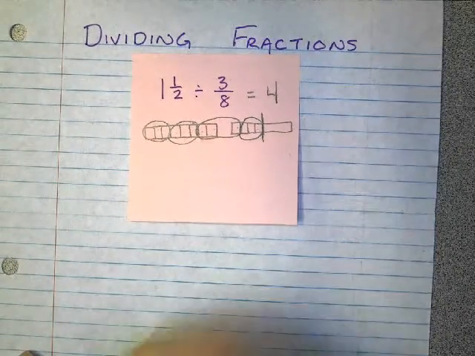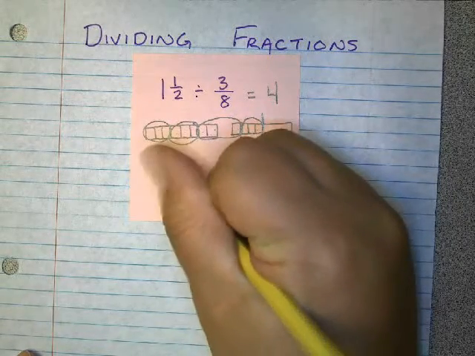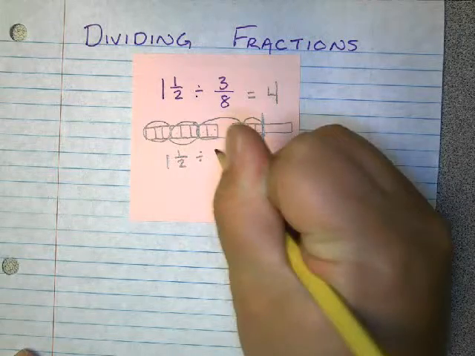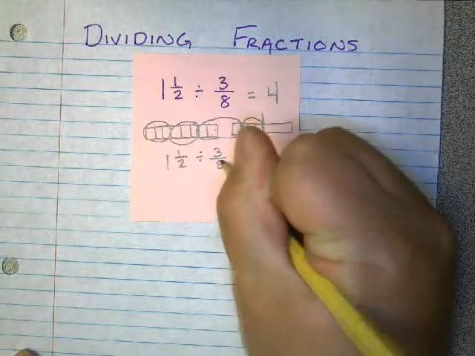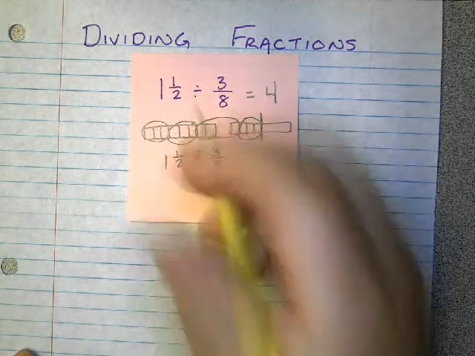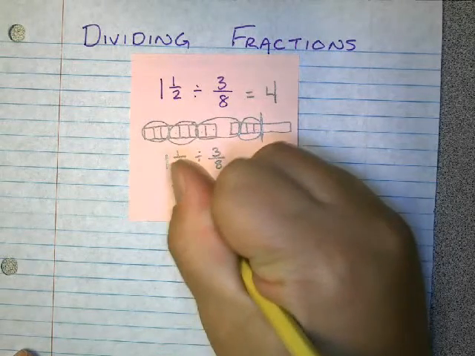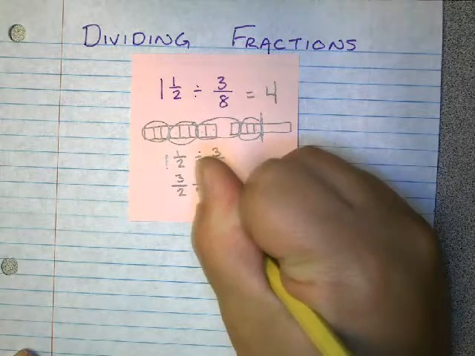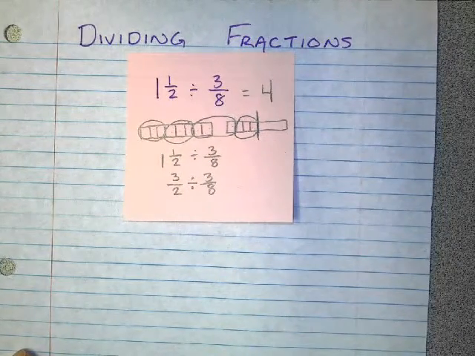Now eventually we start learning there's a much faster way. And so what students were taught to do is we take 1 1/2, and a lot of them knew this from earlier, we're going to change this to an improper fraction. 3/2, again divided by 3/8.